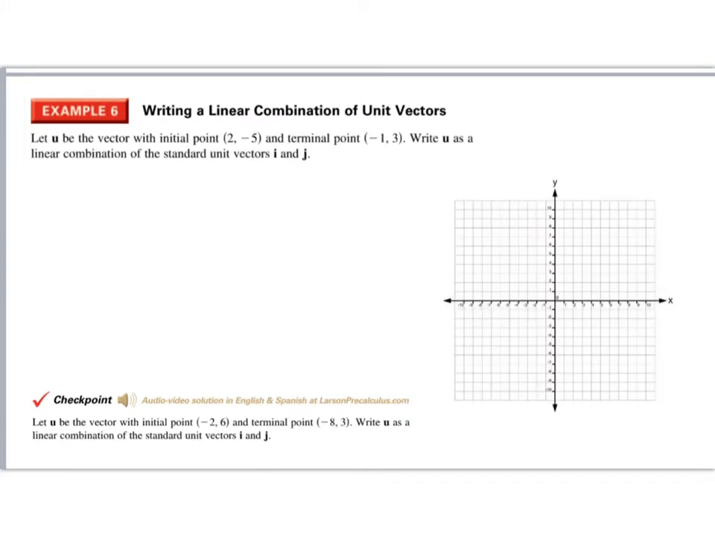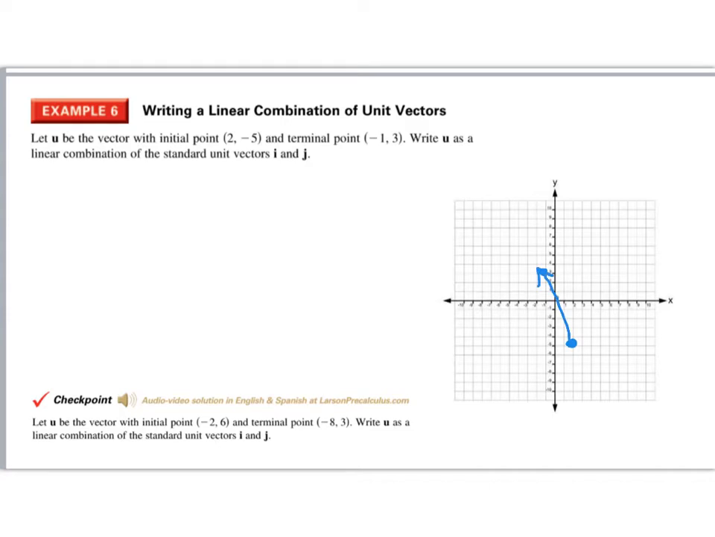Okay, first let's go ahead and plot this. So my initial point is at 2, -5, which is right here, and my terminal point is -1, 3. So my vector looks something like this.